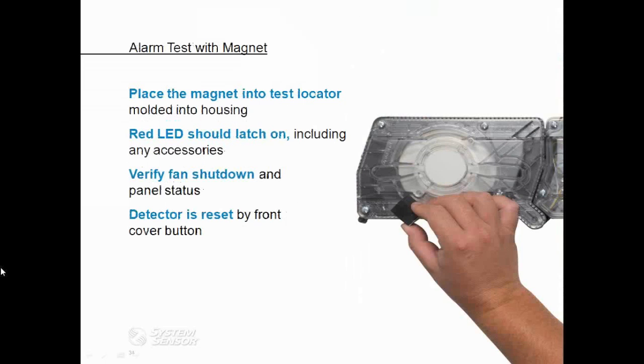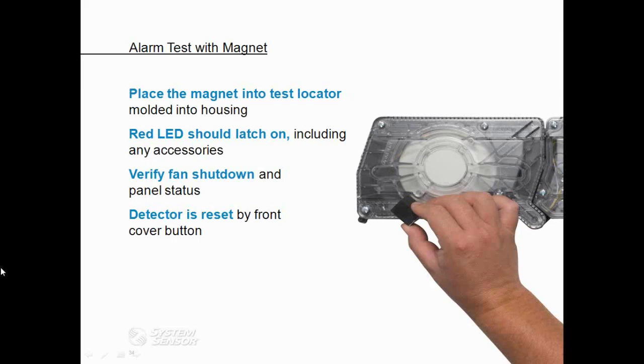Okay, though there is a test button on the power side of the detector, some AHJs still like to see magnet testing done. Magnet testing can be done by holding the magnet up to the test magnet indicator, which is located on the sensor housing cover. After holding the magnet there in place for a number of seconds, the red LED should latch on, along with any accessories that the detector is tied to. All fans and equipment should also shut down, as well as a signal being sent to the fire alarm panel if the detector is tied to one.